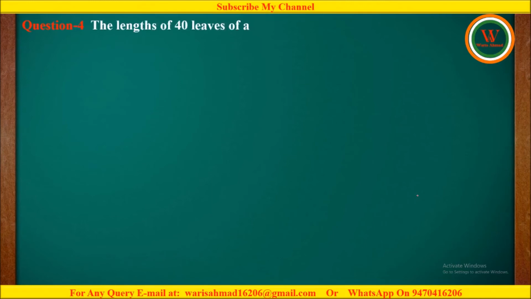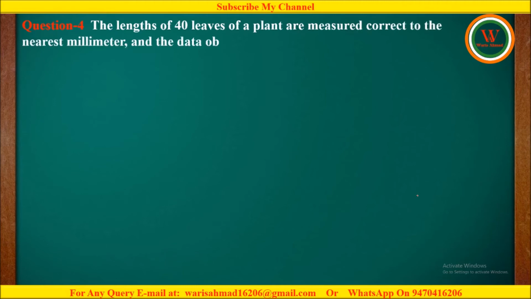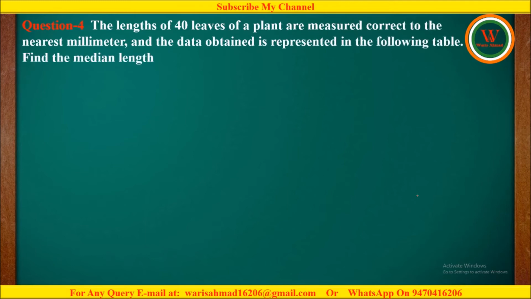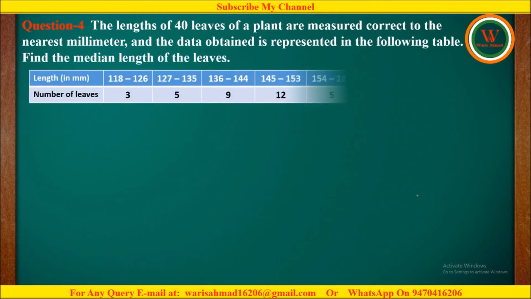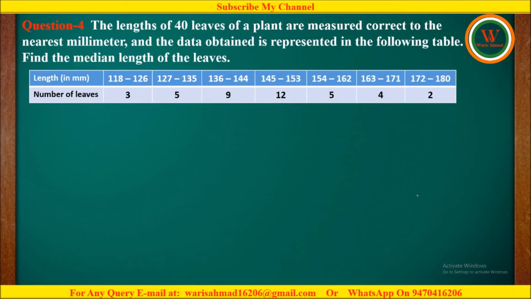The length of 40 leaves of a plant are measured correct to the nearest millimeter, and the data obtained is represented in the following table. Find the median length of the leaves. The data is given as follows: length in millimeter and number of leaves. 118 to 126, the number of leaves are 3. 127 to 135, number of leaves are 5, and so on.